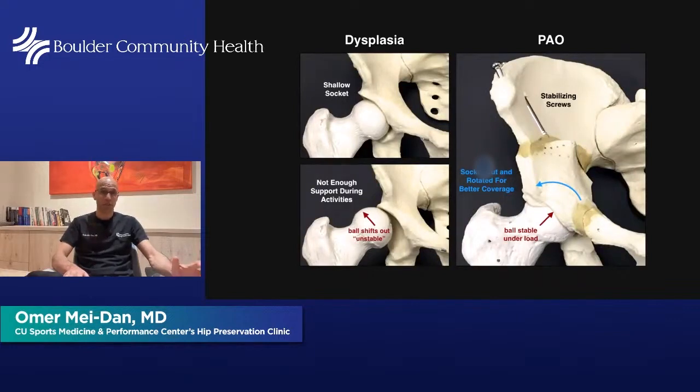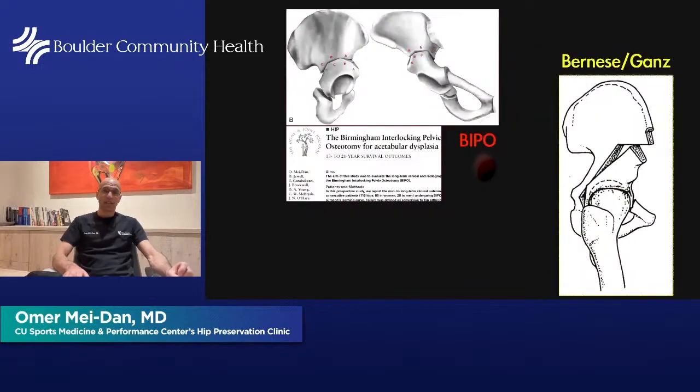This is a very significant surgery, where we intentionally rotate part of the pelvis in order to cover the head a little bit better. The main two techniques used to conduct this surgery back in the day were the Ganz or the Bernese from Switzerland and the Wagner from England. Each one did the work quite well, but they had a lot of drawbacks.